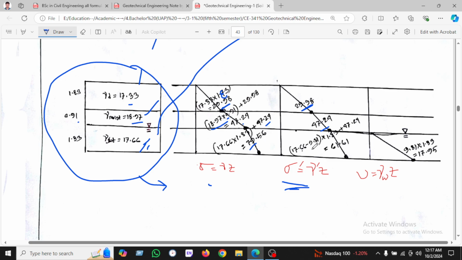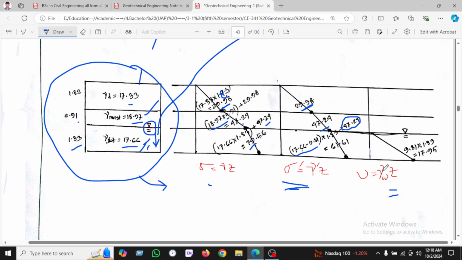In this portion, only the lower portion of the water pressure will be changed. So let's see: 70.66 minus 9.81, where 9.81 is the unit weight of water and 1.83 is the height of the layer, adding the upper portion of stress, and found 61.6.